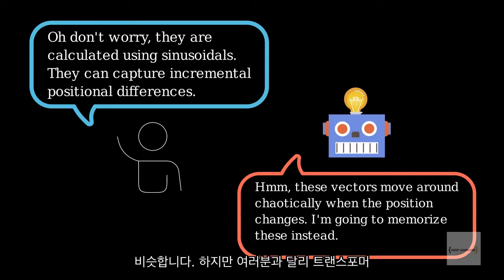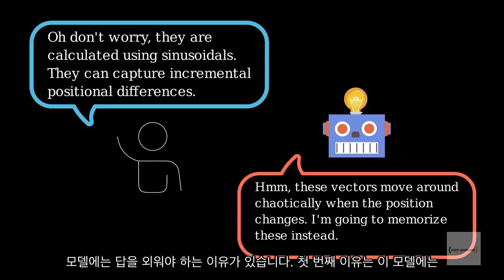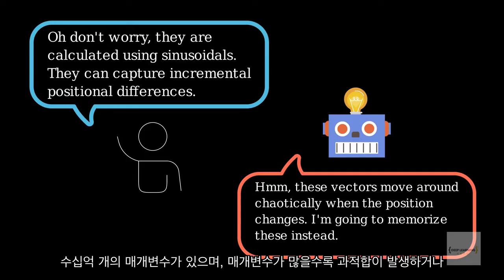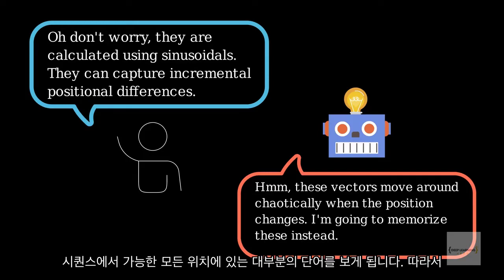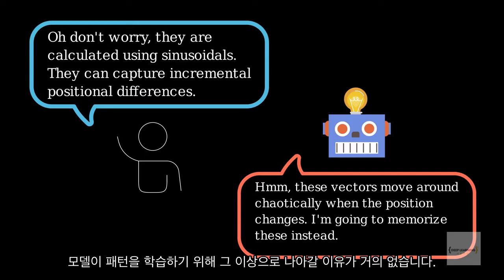But unlike you, the transformer model has its reasons to memorize answers. First reason, these models have billions of parameters, and as you know, the more parameters, the more overfitting or memorization takes place. Second reason, when being trained on trillions of tokens, it probably sees most of the words at all possible positions in the sequence. So there's hardly any reason for the model to go above and beyond to learn patterns.